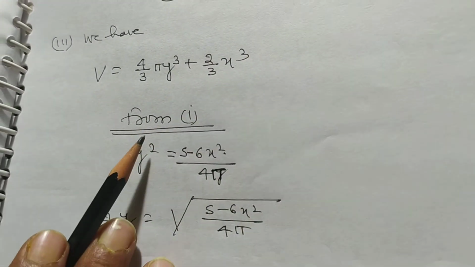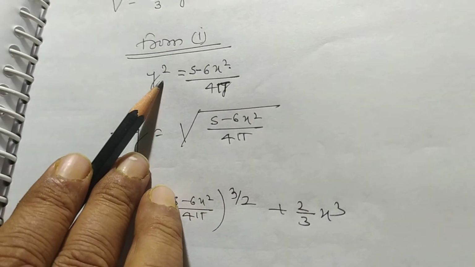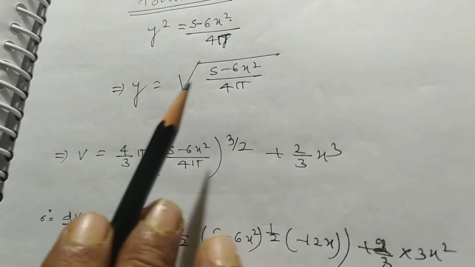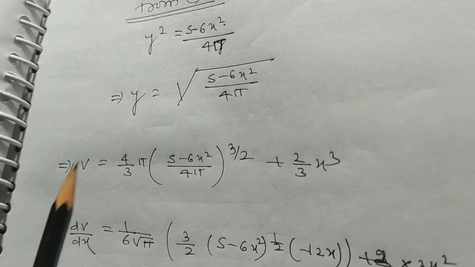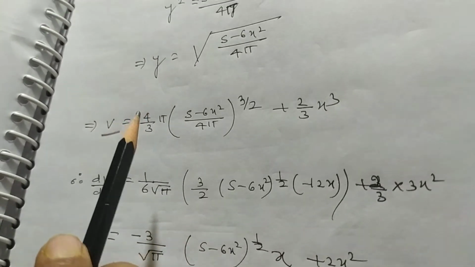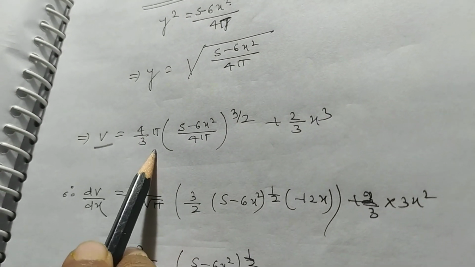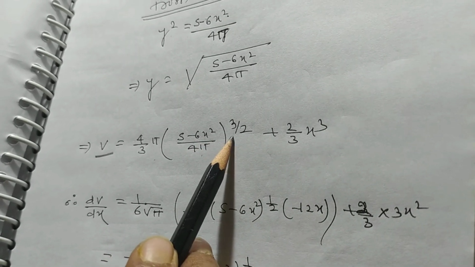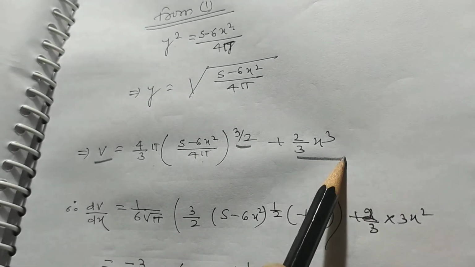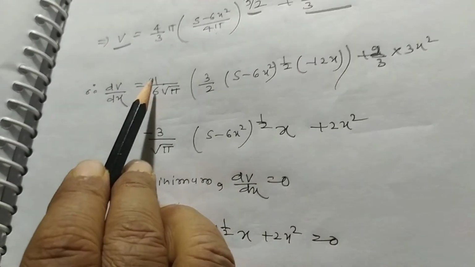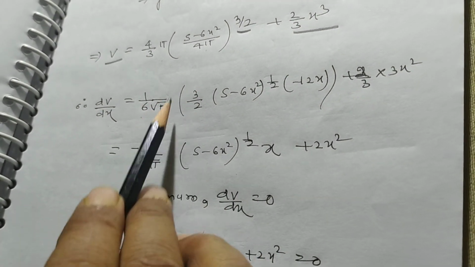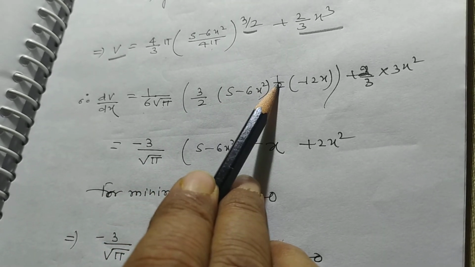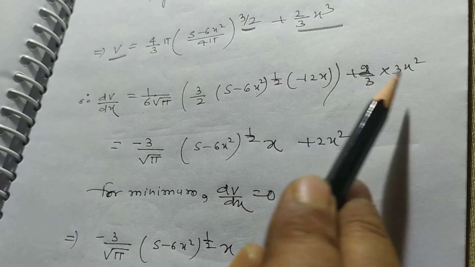plus 2/3 x cube. So from first, y square is equal to x minus 6x square by 4 pi. So y is equal to root over x minus 6x square by 4 pi. So v is equal to 4/3 pi within the bracket x minus 6x square by 4 pi root over 3/2, 2/3 x cube. So dv by dx is equal to 1/6 root pi, and within the bracket 3/2 x minus 6x square whole to the power 1/2 minus 12x plus 2/3 3x square.